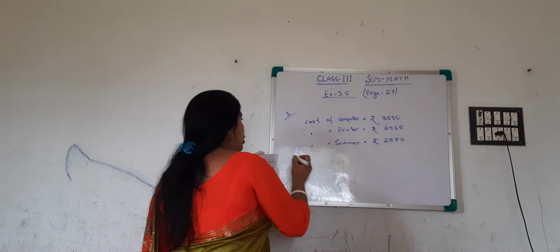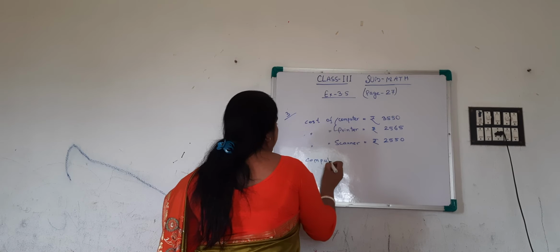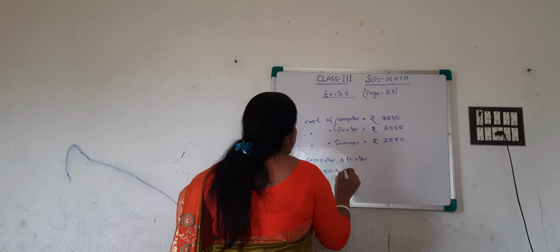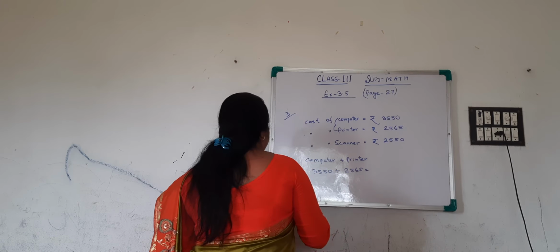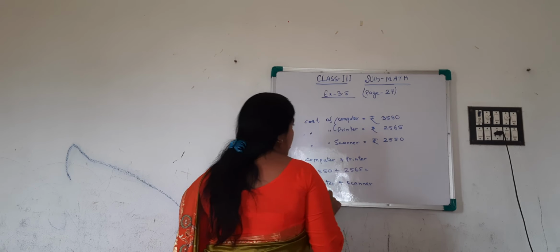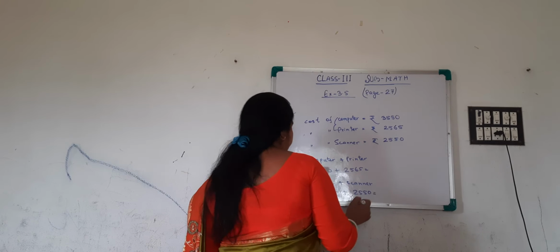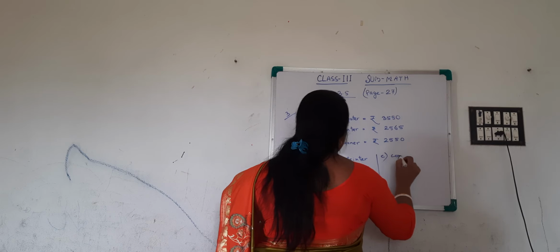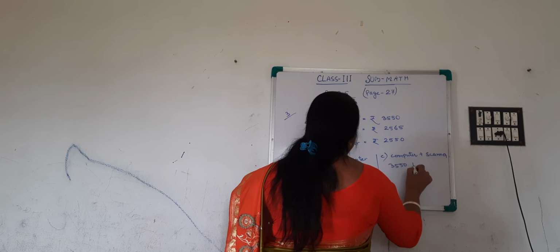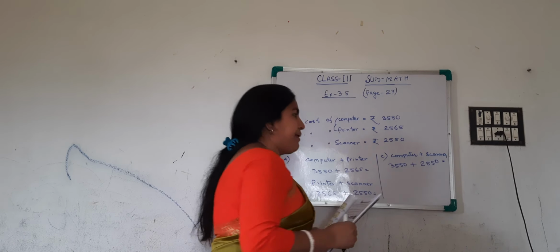So, question number A. Cost of computer and printer. Computer plus printer. Okay, it is written: 3550 plus 2565. Add the numbers. B. Cost of printer and scanner. Printer plus scanner. 2565 plus 2550. Okay, add. And then C, computer and scanner. It's 3,550 plus 2,550. Okay, you have to add separately.